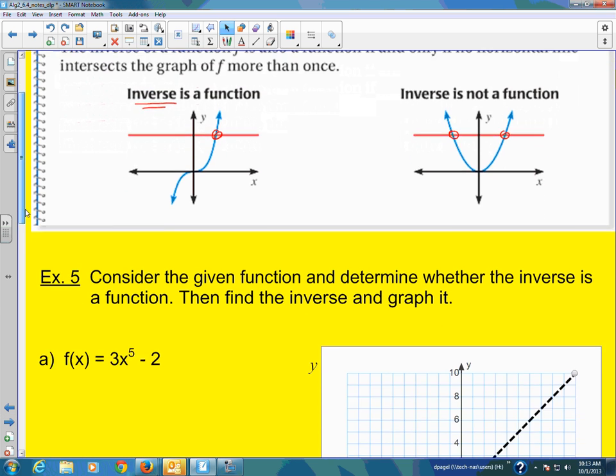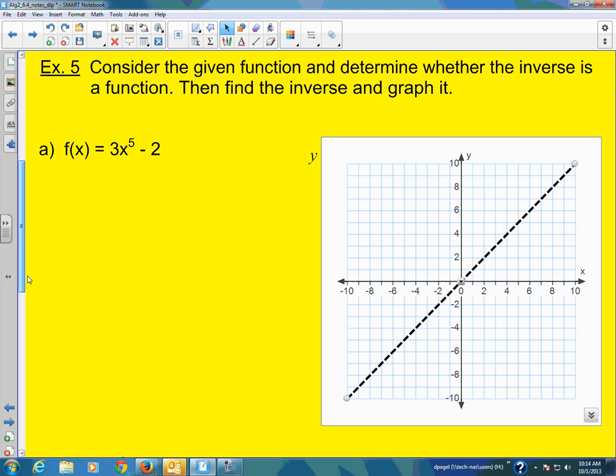All right, let's look at a couple other examples. So is the inverse a function? Their terminology is a little different. We're going to draw a reflection. They're going to call that an inverse. Whether or not that inverse is a function is what this is stating. If it does, we're going to find the inverse and then graph it.